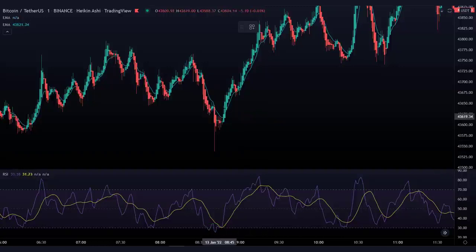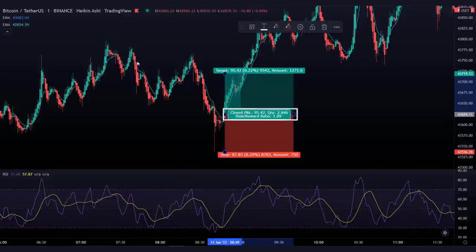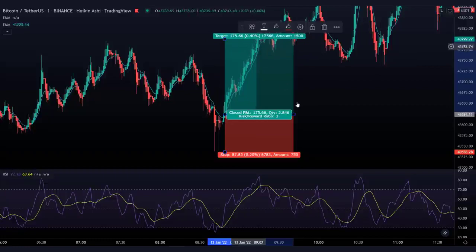We place our stop loss below the lowest point again and we place the take-profit target twice as far. This brings us to a risk-reward ratio of 2. You can see that this strategy also works well in an uptrend. But that's not all.